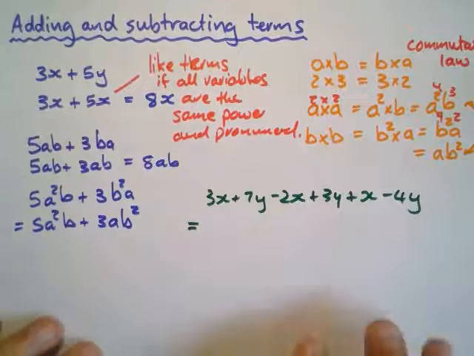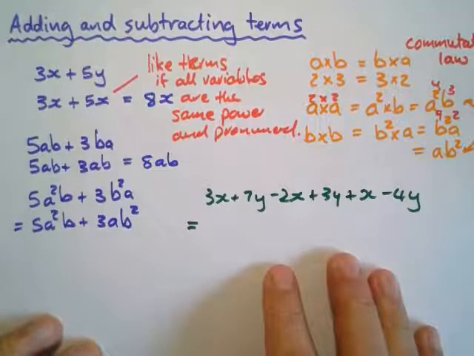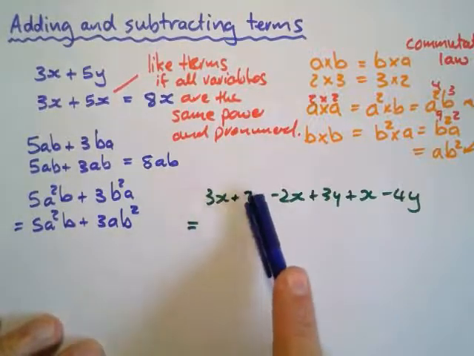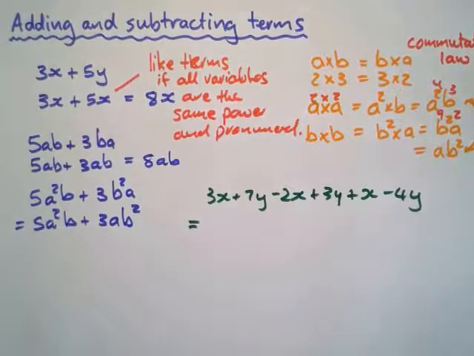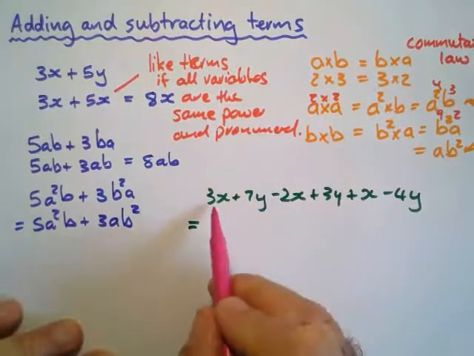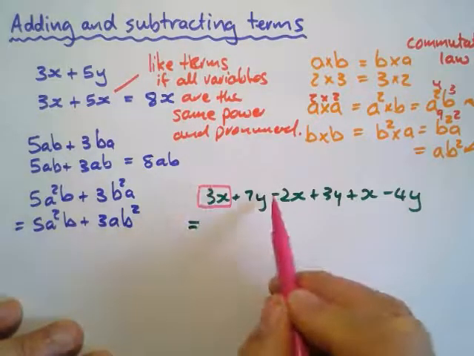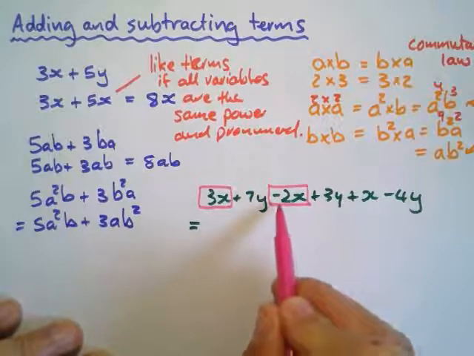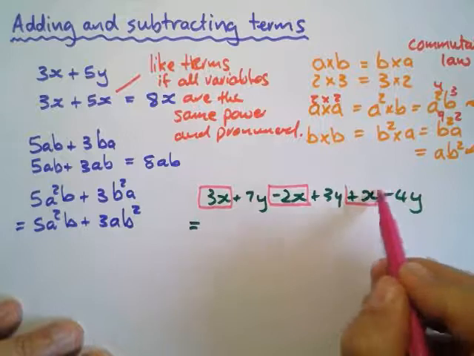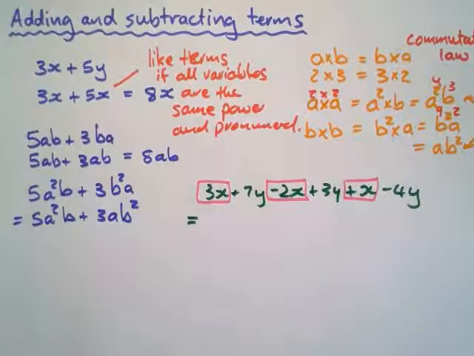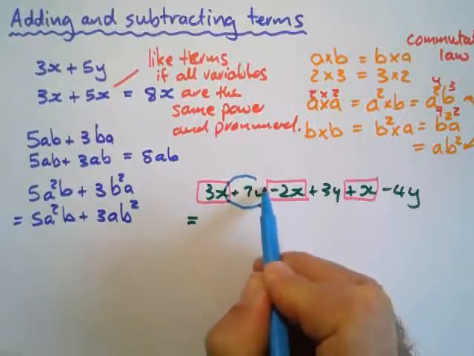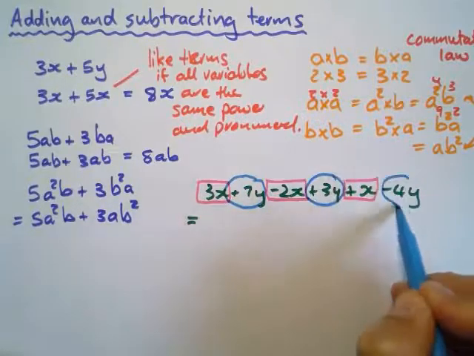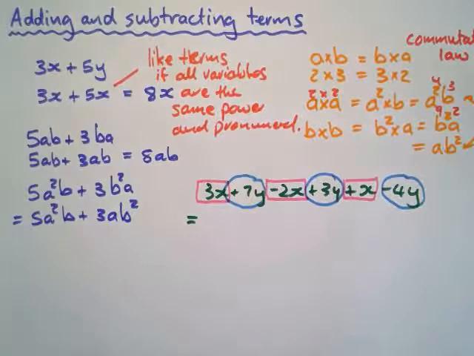Some books say you have to rewrite them and put all the x's together. First of all, how many terms? 1, 2, 3, 4, 5, 6. Are there any like terms? Like terms are terms with the same pronumeral. I've got an x, so there's a 3x, a negative 2x, which I'm going to put in together, and a plus x. Can you see I use the sign as well? If you don't have colors, you can use something like circles and squares. And here are the y's: plus 7y, plus 3y, minus 4y. So there are all our like terms.